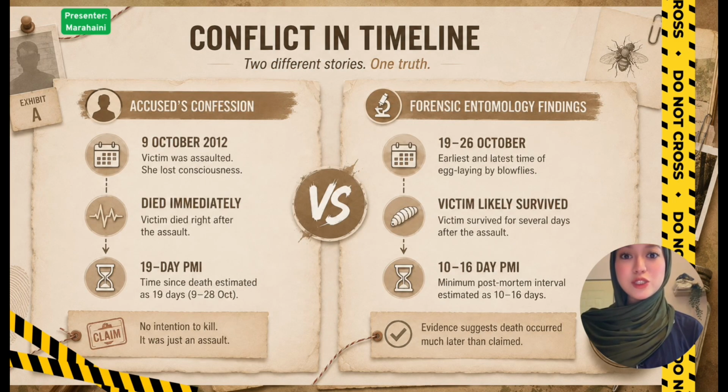So, according to the accused, the assault occurred on 9 October 2012, and the court decision was based on the assumption that the victim died shortly after the assault. However, the entomological evidence suggests a different timeline. Therefore, the scientific evidence raised doubt about the timeline that was accepted by the court.